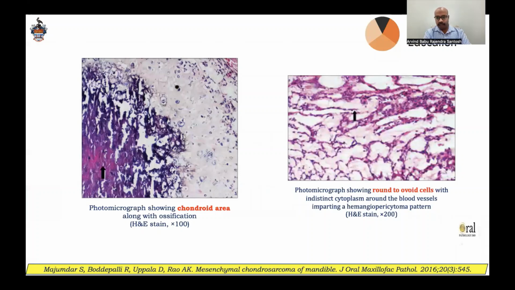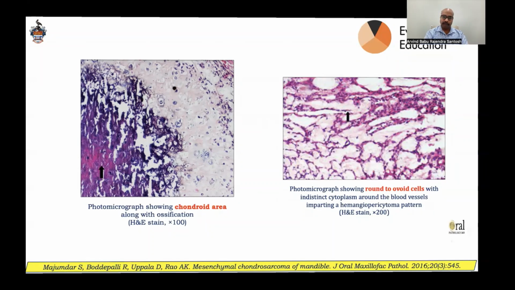So this is an evidence or a case example published in the Journal of Oral and Maxillofacial Pathology, our association journal, by Dr. Majumdar et al. On the left-hand side, you can see chondroid areas, and on the right-hand side, you can see the round ovoid cells. So in the same case, it shows two different cell populations and is considered to be a biphasic tumor based on the combination theory concept.